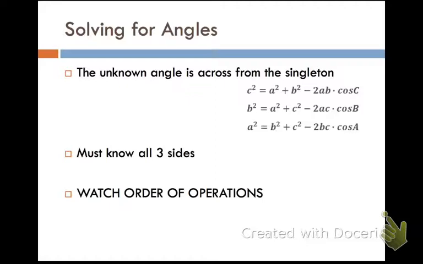Solving for angles is a little bit trickier because it's very easy to make a mistake with order of operations, which we'll try to avoid. The unknown angle is always across from the singleton side. So if you want to solve for angle B, you need to set it up so that B squared is by itself. You must know all three sides, which is the side, side, side kind of triangle.